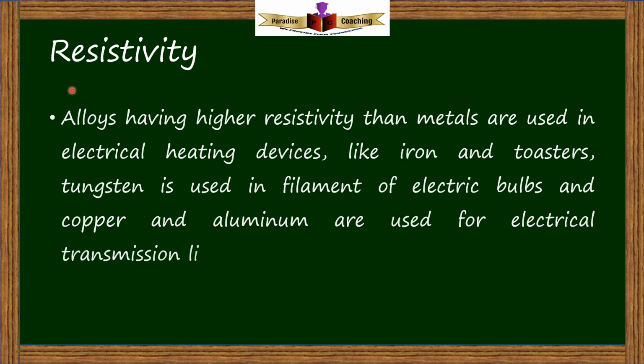So their coil is actually made up of alloys, for example, in an electric iron, or we use tungsten for creating the filament of electric bulbs. And copper and aluminium, as we see, are used for electrical transmission.